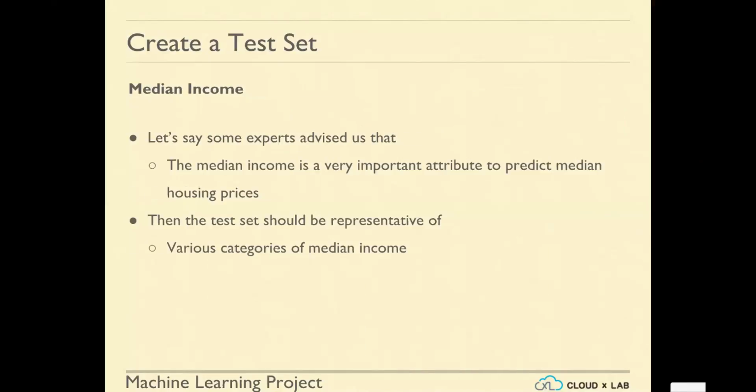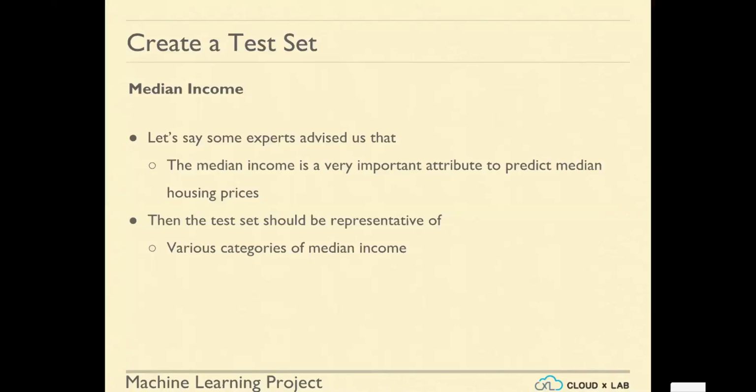All right, this we have covered. Let us say that some of the experts that we asked earlier advised us that median income is a very important attribute to predict median housing prices. Then the test set should be representative of various categories of the median income. Income as a parameter varies a lot between people, and it's a very important criteria. That's what we were told by other experts who were doing the survey.